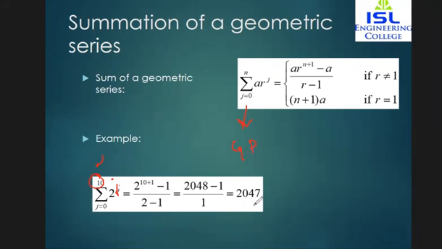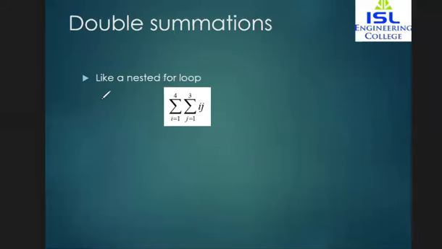So it will be 2047. So this is the example, and even you have used this formula in your earlier classes. Now we have something known as double summation. So double summation is basically like a nested for loop. For example, i is equal to 1 to 4, j is equal to 1 to 3, ij.